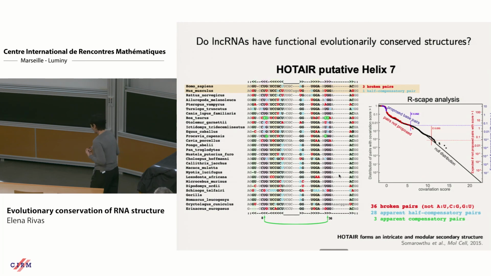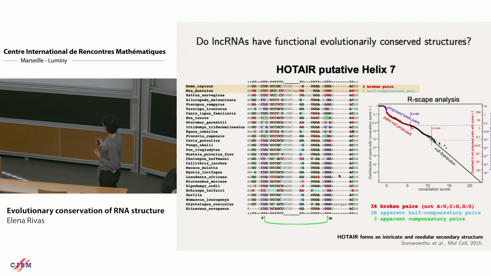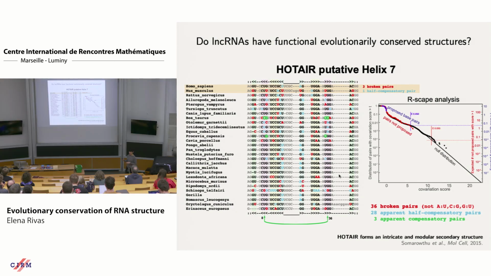So when you now run this method on the structures of some of those lncRNAs that were proposed to have evolutionarily conserved structures, you realize that that is usually not the case. So here you have the case of HOTAIR. I'm just showing you here the alignment for one of the particular helices. When you do the covariation analysis, you see that the distribution of covariation for the actual proposed base pairs just falls on top of the black ones, which are the ones of the null. So that tells you that there is no covariation above phylogenetic expectation for any of those structures.